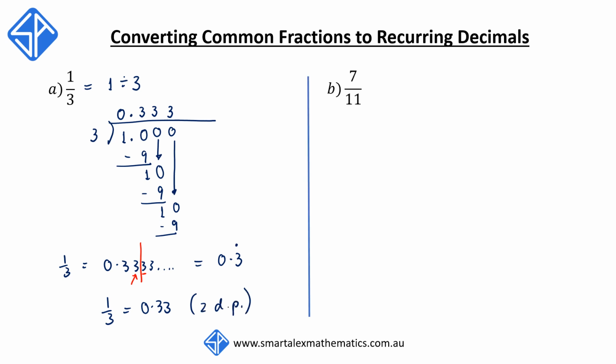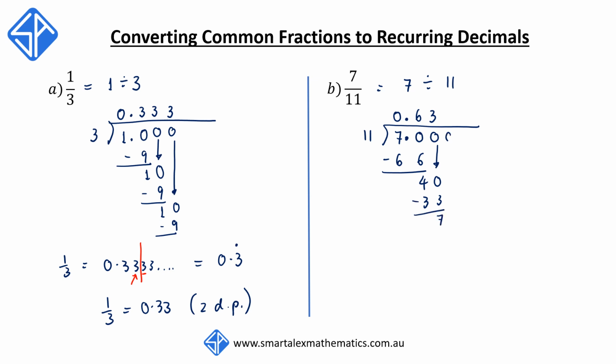Our next example is 7/11. Again, we're going to treat this as 7 divided by 11, putting 7 inside the division bar and 11 on the outside. 11 goes into 7 0 times, put a decimal point on top and bottom, add another 0. 11 goes into 70 6 times. 11 times 6 is 66. We do the subtraction, we get a 4. Add another 0 and bring it down. 11 goes into 40 3 times. 11 times 3 is 33. Do the subtraction. We get a 7.